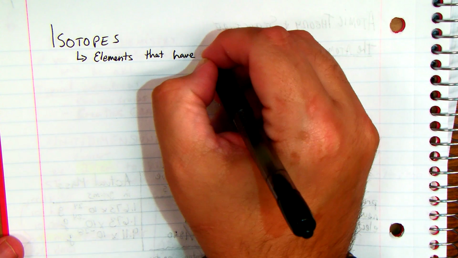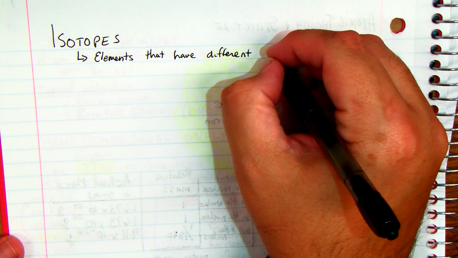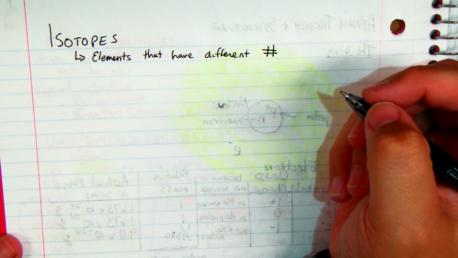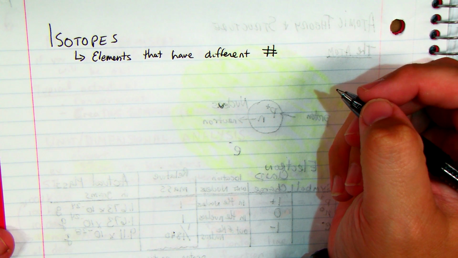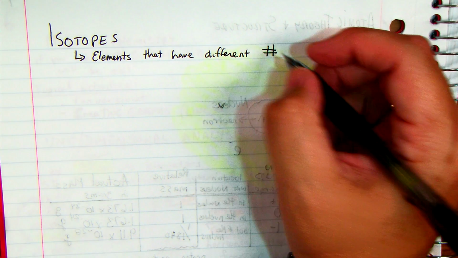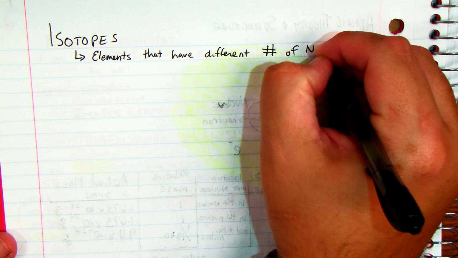that have different number. Is it okay if I use the number symbol for number? Everybody okay? I know it's a hashtag and you want to tweet as soon as you see that, but we're not tweeting anybody anything in this class. That means number. So it has a different number of neutrons.